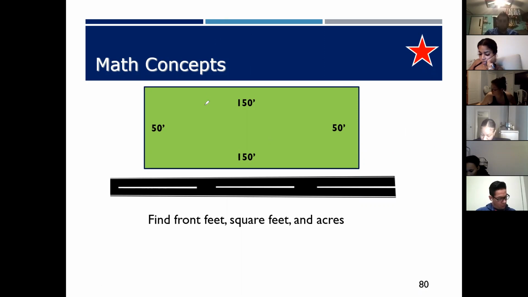So first off, we asked, what is the front foot? We said the front foot is what runs along the road. So this area right here is our front feet. There are 150 front feet. How many feet run along the road of this property? 150 front feet.